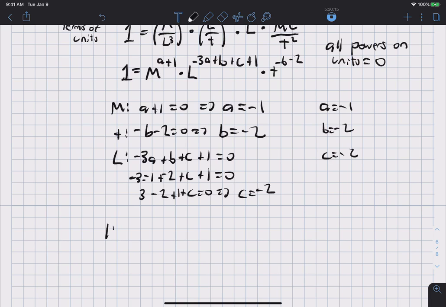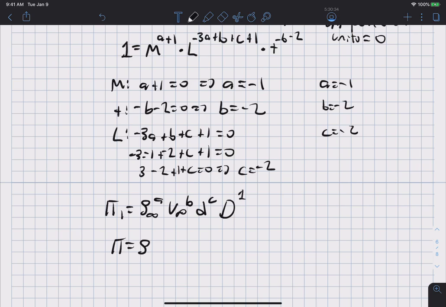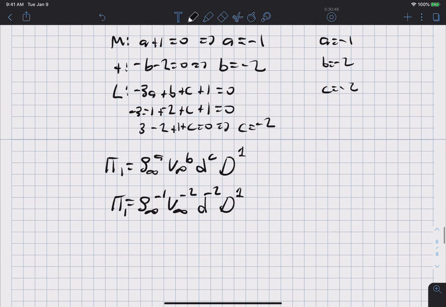So our pi 1 group equals rho infinity to the A power, V infinity to the B power, D to the C power, and F, the drag force, raised to the 1 power. Well, we now know what A, B, and C are, so pi 1 equals rho infinity to the minus 1, V infinity raised to the minus 2 power, D raised to the minus 2, and the drag force to the plus 1 power. Or pi 1 equals the drag force divided by rho infinity V infinity squared D squared. Okay, and so that is what the first pi group winds up being. And really this kind of makes sense because if you think back to the Bernoulli equation, the quantity rho V infinity squared is related to the dynamic pressure.